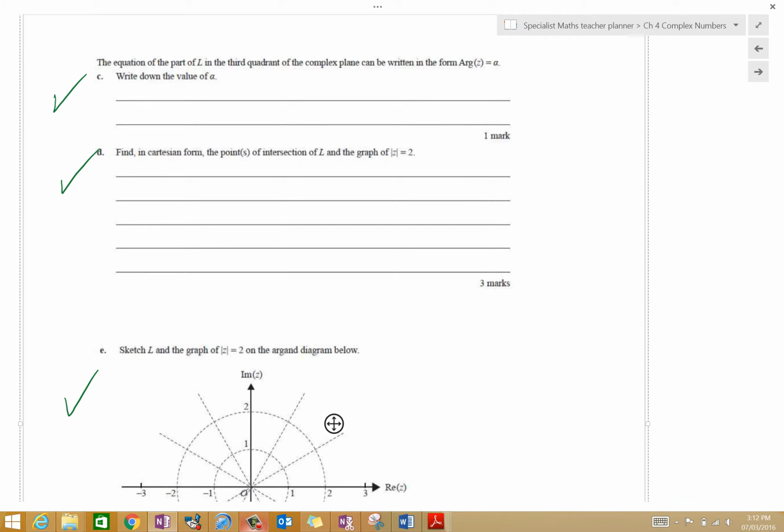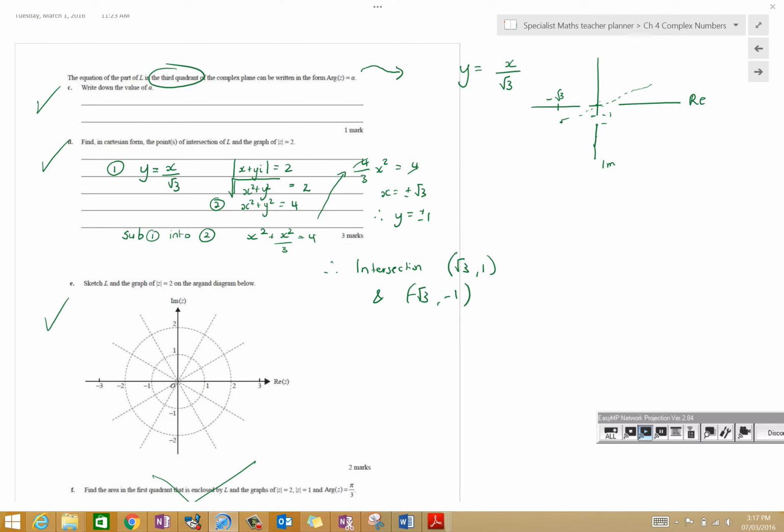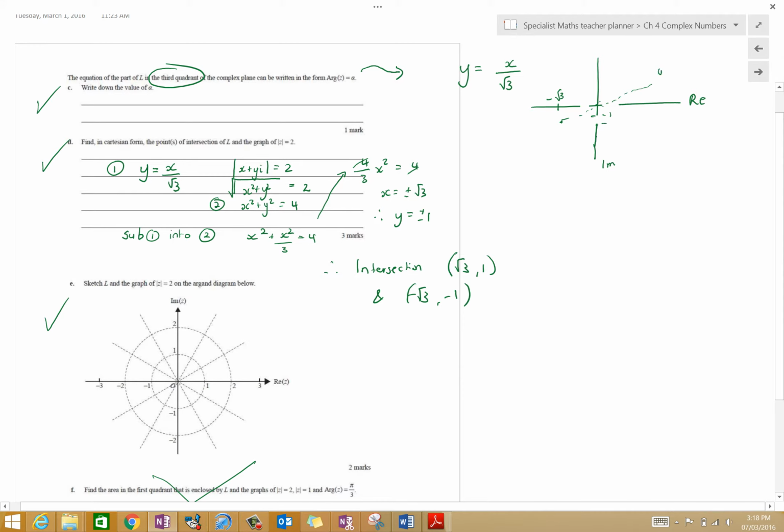I'll pause the video. I'm just going to resume here. So with this one, first of all, I just tried to sketch out what the graph of y equals x on root 3 looks like. The Cartesian equation of that on an Argand diagram, if you like to think about it, we can say rise over run. The run is root 3 and the rise is 1. So there you go. This would be the graph of y equals x on root 3.